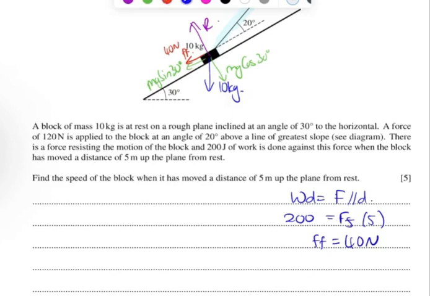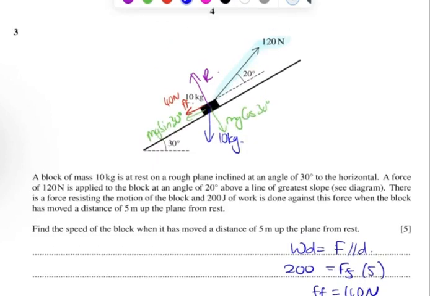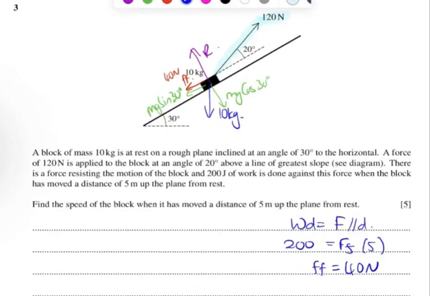Right, now find the speed of the block when it has moved a distance of 5 meters up the plane from rest. Okay, so this thing is not in equilibrium. If it's not in equilibrium, that means it's going to be accelerating. So we need to figure out what the acceleration is. How do we do that?